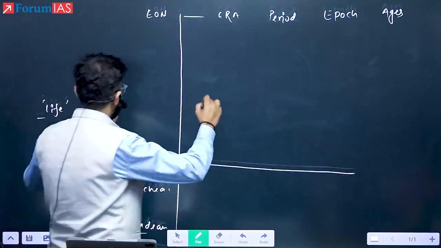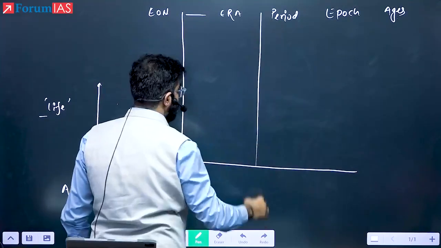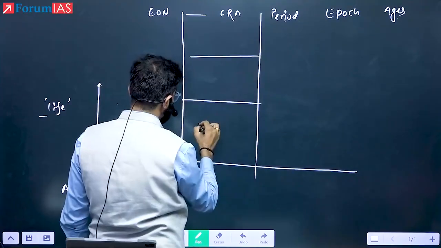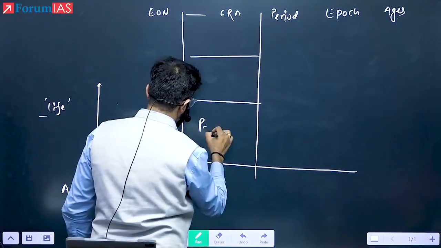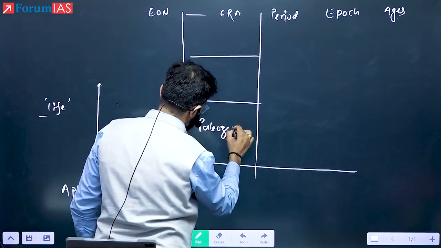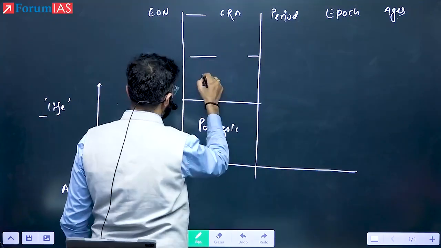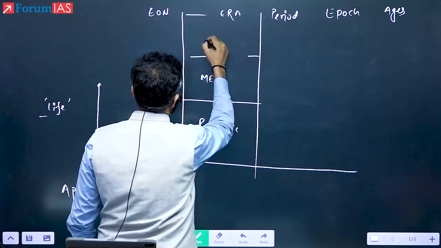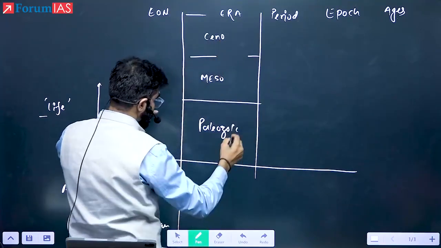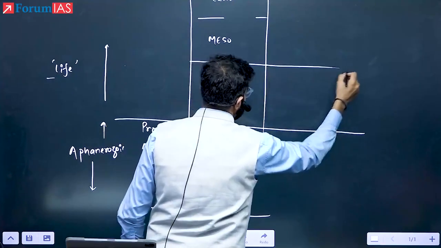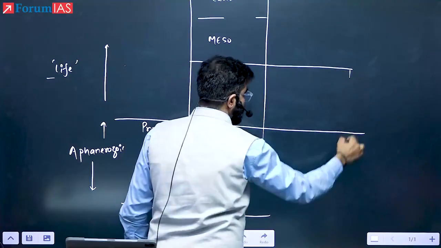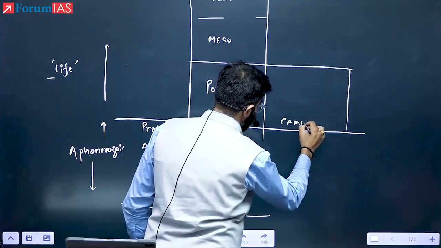Then we have eras here. In this Phanerozoic, we have eras. Eras are divided into 3. One is the Paleozoic, then second is Mesozoic, and third is Cenozoic. Now see here, this Paleozoic will be divided further into 6, that is Cambrian in the bottom.